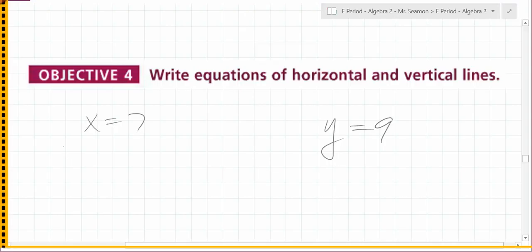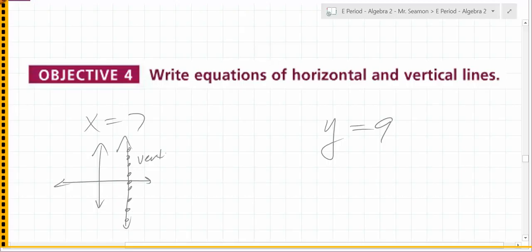Hold on, Zoya's talking. Let her finish, please. Zoya, yes? X equals 7. Let's graph this. Where does x equal 7? Here, here, here, here, here. What kind of line is that? Vertical. So that's x equals 7.